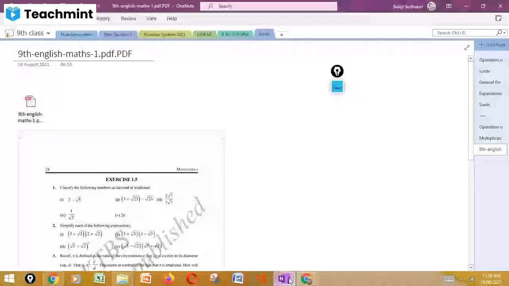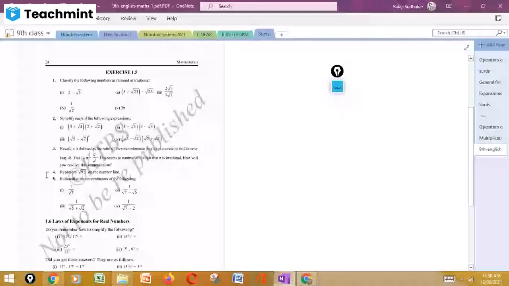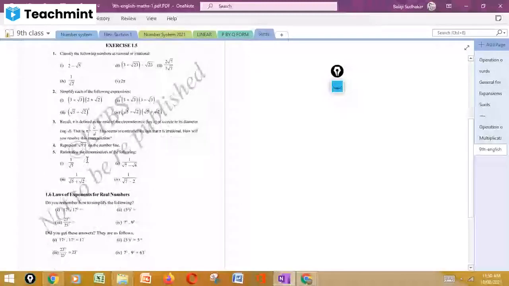In today's class, we are going to do exercise 1.5, which consists of examples related to surds.